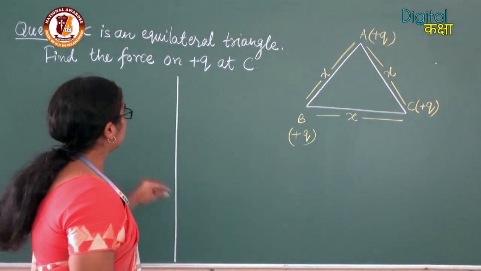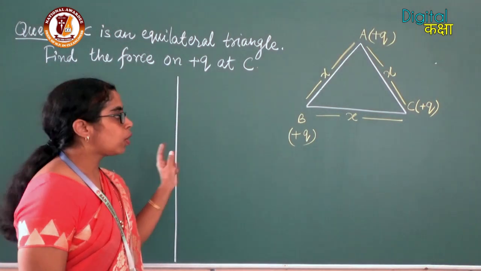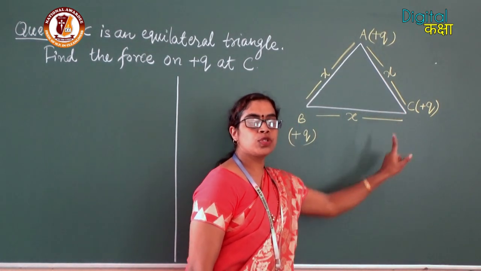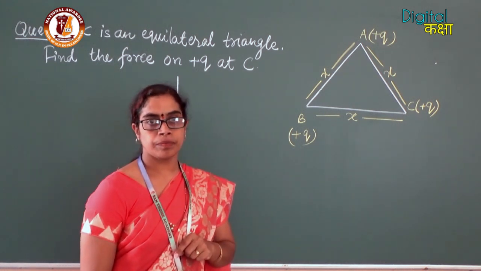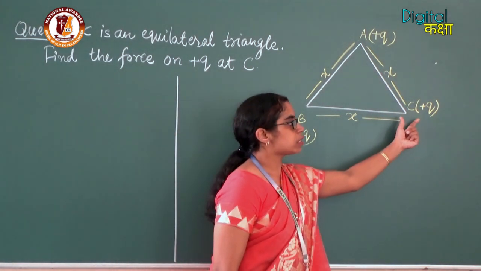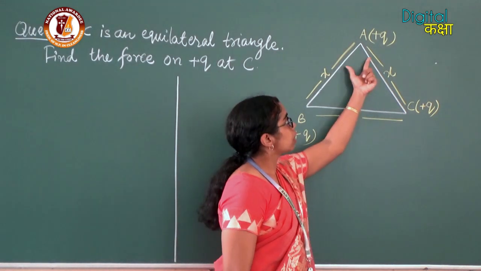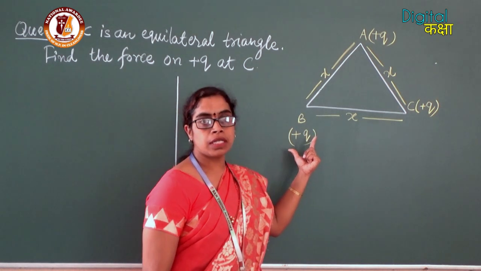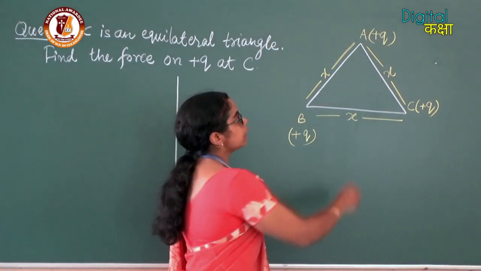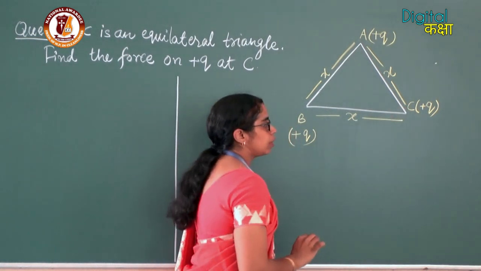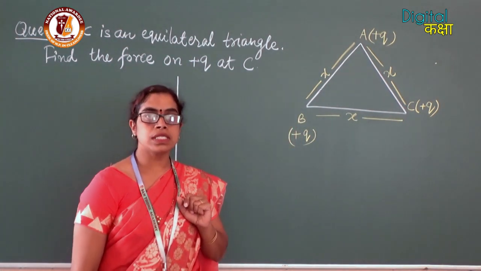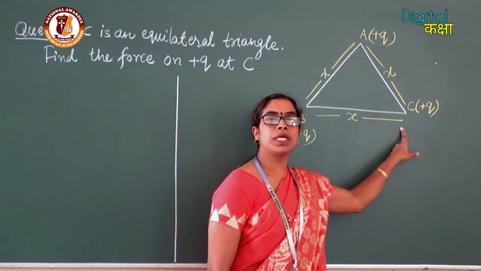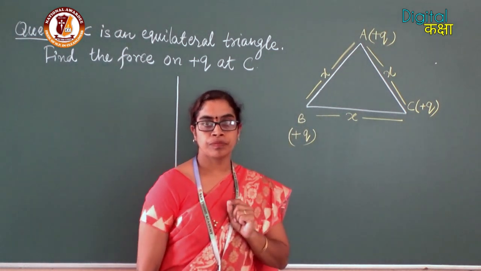We have to calculate the value of the force on plus Q charge, which is kept at C. According to the principle of superposition, on this charge plus Q at C, the two remaining charges kept at the points A and B will be exerting the force. Since these charges are also positive, the force existing between these two charges as well as these two charges will be repulsive in nature.